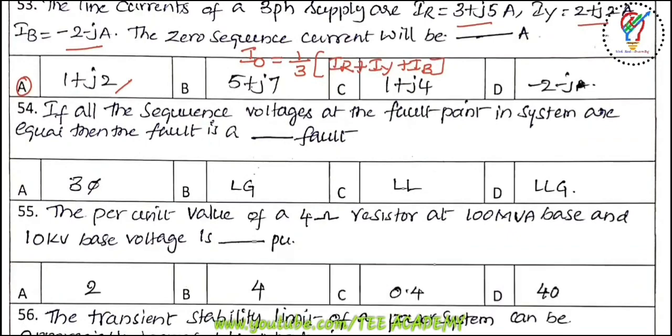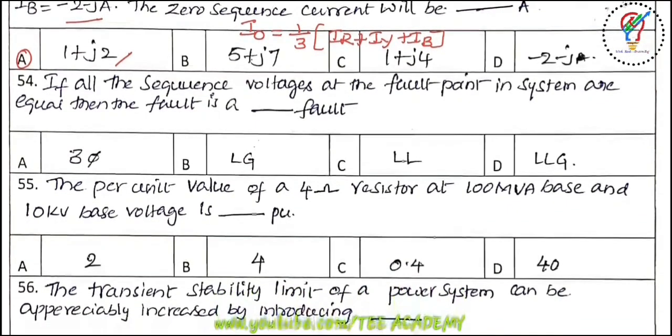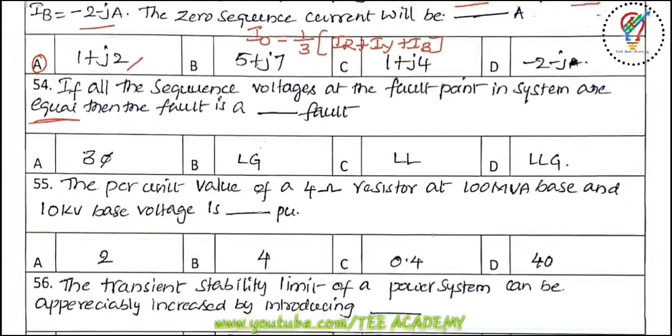Next one. If all sequence voltages at the fault point in a system are equal, and they are not zero, they are equal, then the fault is, okay, so what type of fault is it? The options are three phase fault, LG fault, LL fault, double line to ground fault here. So answer is double line to ground fault. If all the sequence voltages at the fault point in the system are same, they are in parallel.